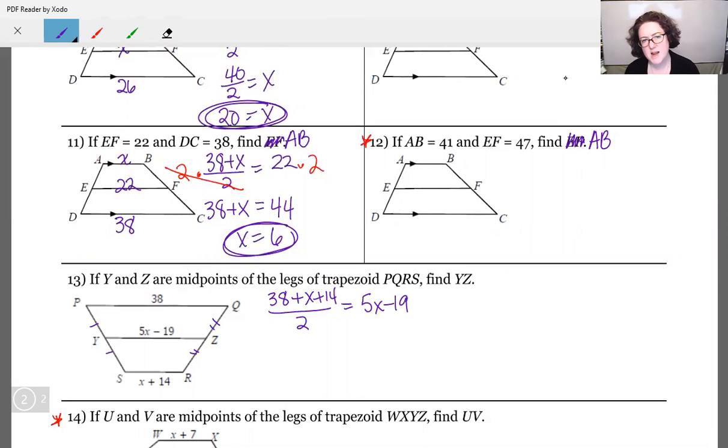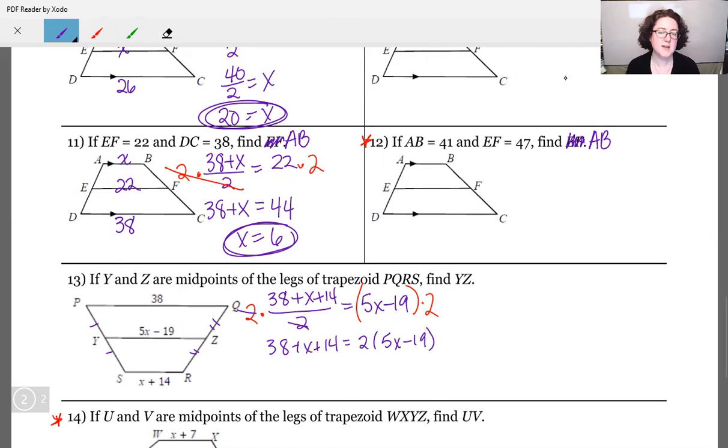If we don't want to have that fraction, let's go ahead and get rid of it. Let's multiply both sides by 2. Now what we need to be careful of is when we multiply the right-hand side by 2, we are multiplying both terms by 2. It's the same sort of thing we looked at when we were solving proportions with similar triangles. So the 2's on the left cancel out, and we're left with 38 plus X plus 14. And on the right-hand side, it doesn't matter if we write the 2 ahead of the parentheses or after, but either way, I know I'm going to have to simplify both sides.